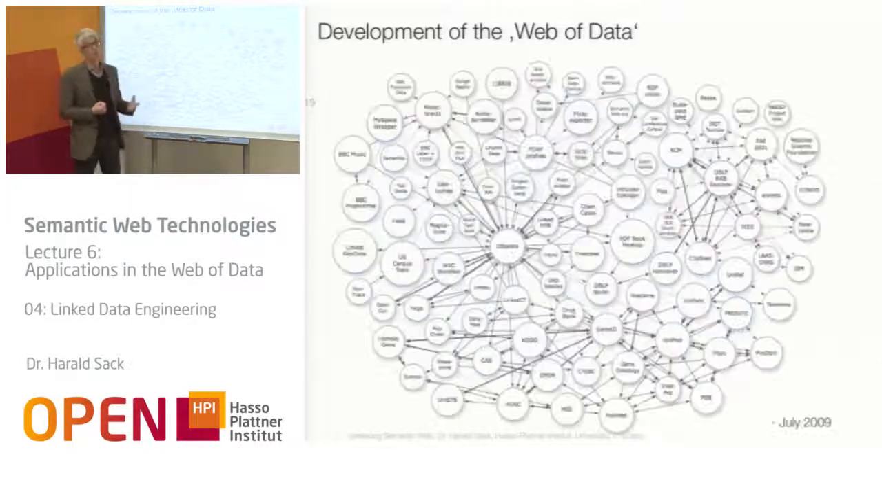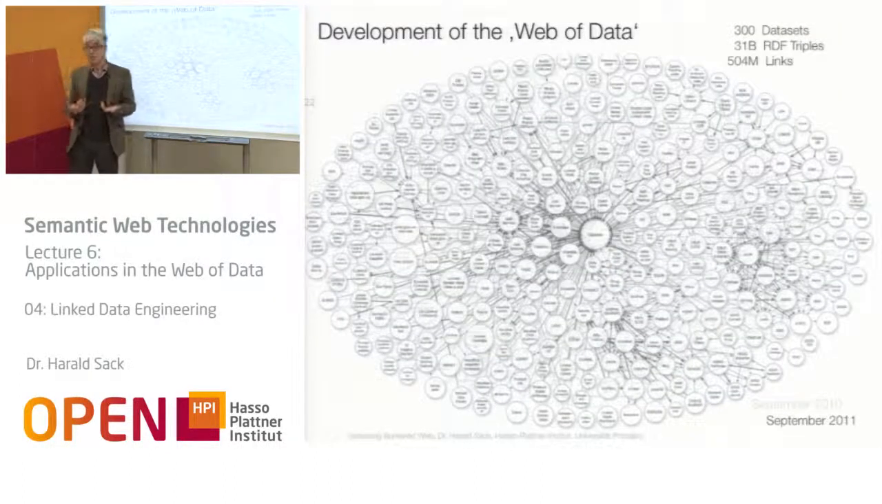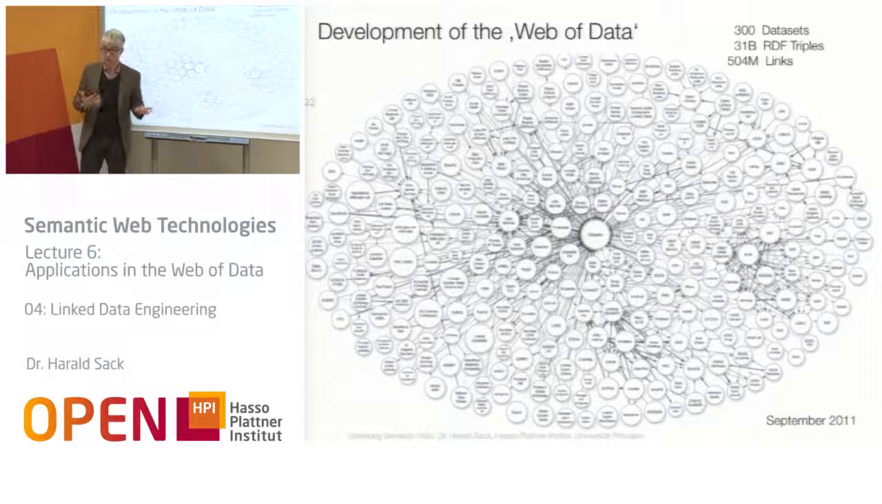Then in July, one year later, 2009, even more, and I do not explain each single data set that came up, 2010, and now 2011, because for 2012 the count has not finished. So the last numbers we can refer to are from September 2011. There we had about 300 data sets with 31 billion RDF triples, or RDF facts, that were connected by about 500 million links. And the growth continued.